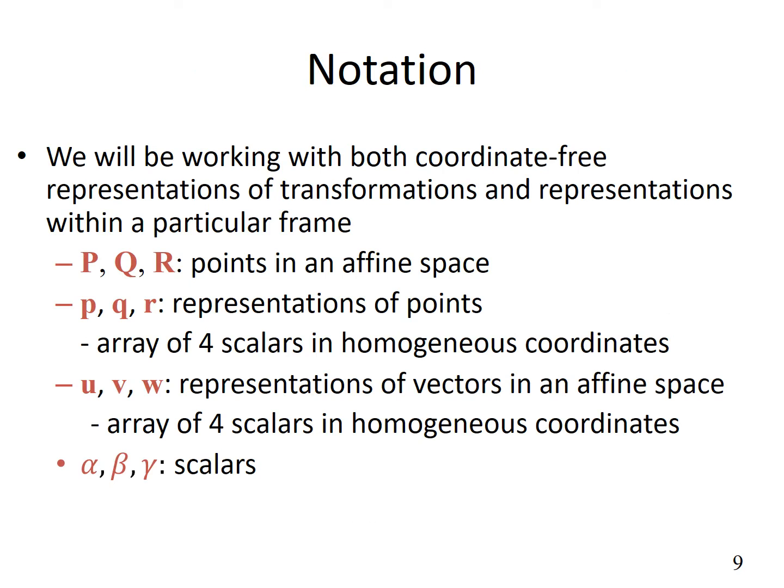Let's look at some notations. We'll use uppercase PQR as points in an affine space. We'll use lowercase pqr as representation of points, like their alpha or gamma values, which will be arrays of 4 scalars in homogeneous coordinates. We'll have a 0 at the end if this is a vector, and a 1 at the end if these are points. We'll use UVW to represent vectors in an affine space. Arrays of 4 scalars in homogeneous coordinates will define these vectors, and we'll use alpha, beta, and gamma for scalars.